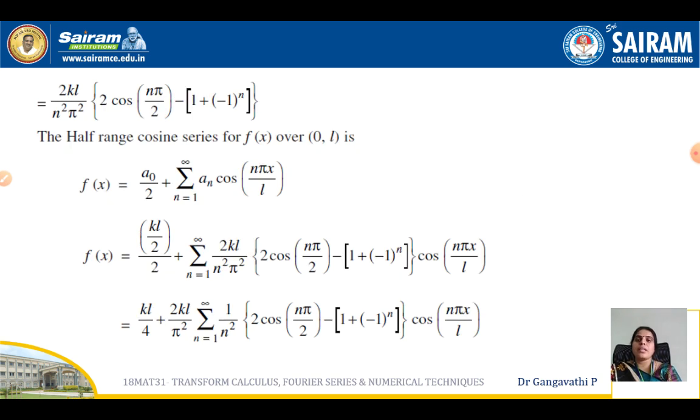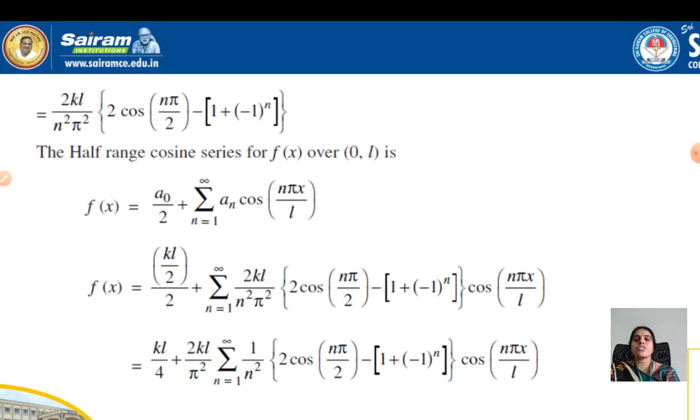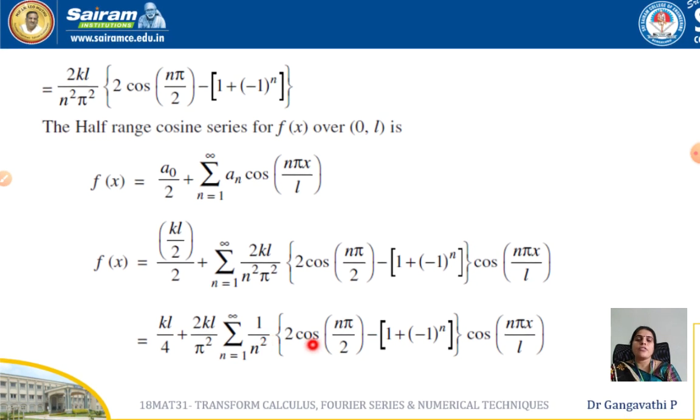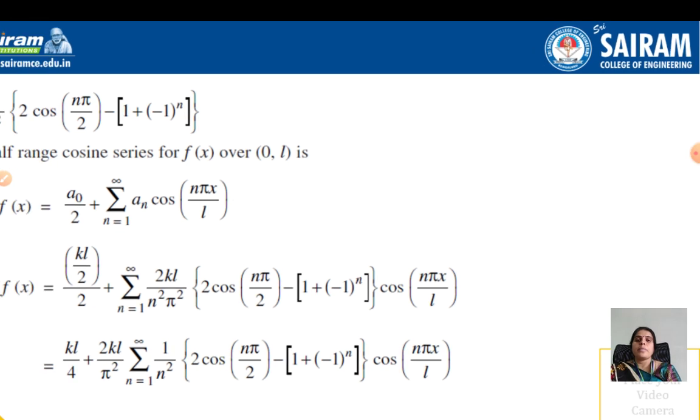For going further, when we simplify further, we get the expansion as this, and the half-range cosine series of f of x over the interval 0 to l is this. Substitute for a0 and substitute for an. So when we simplify further, kl by 4, 2k l by pi square into 1 by n square, 2 cos n pi by 2, and this is the term we have written as it is.